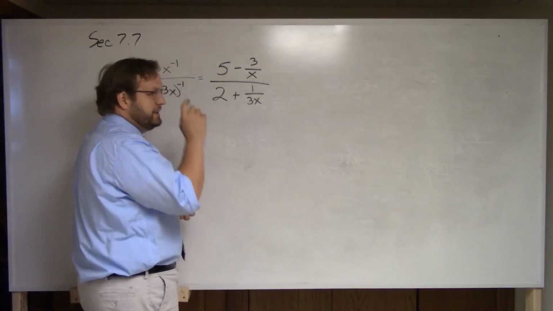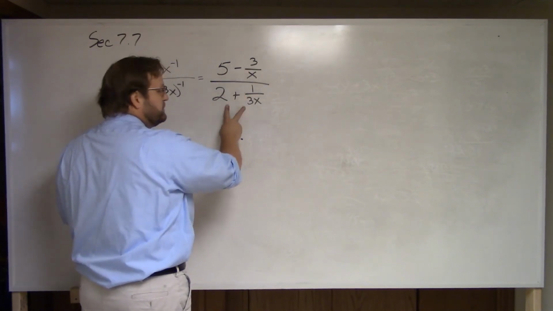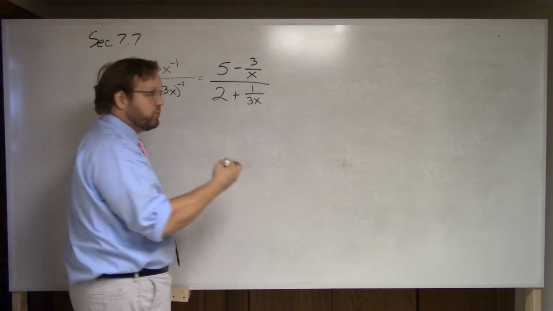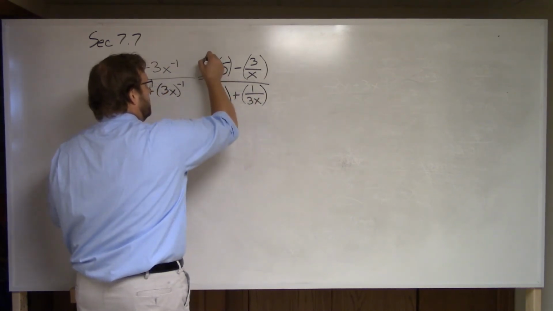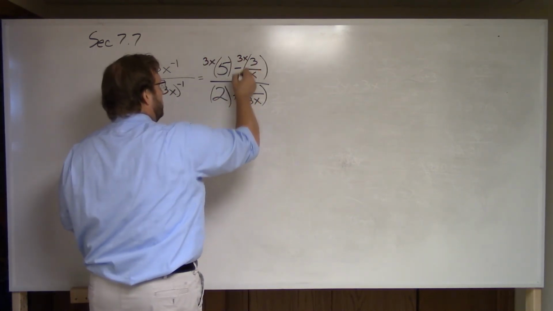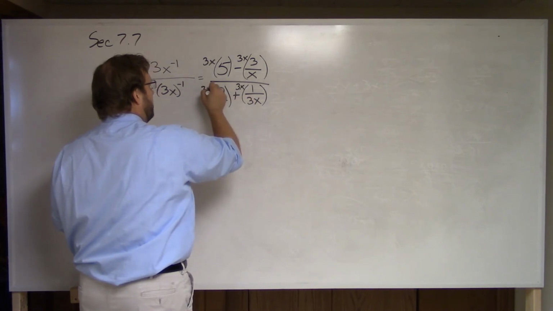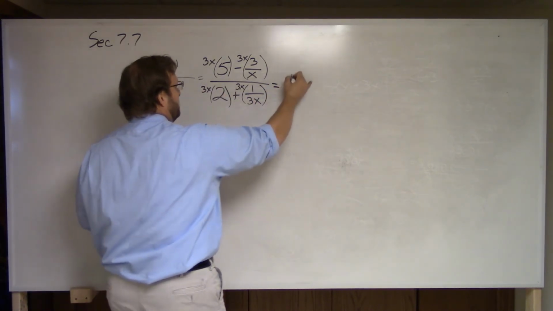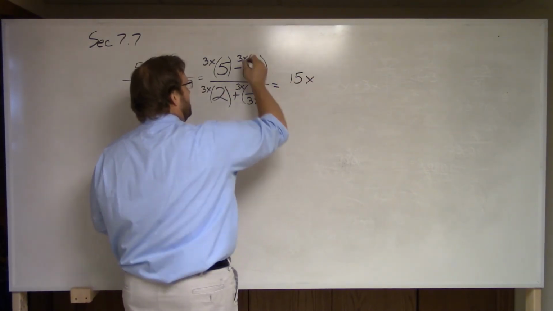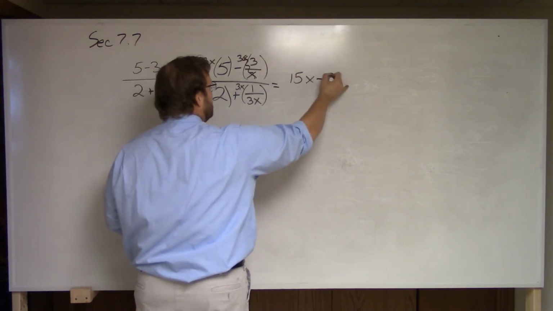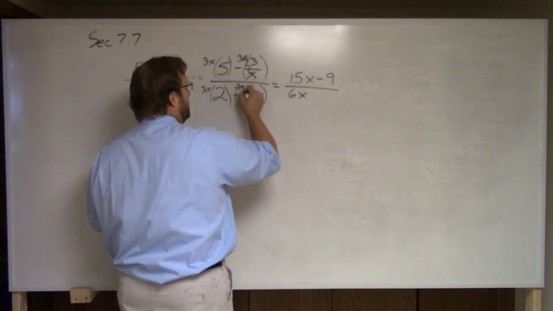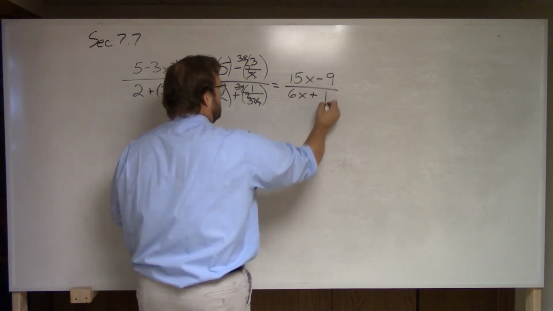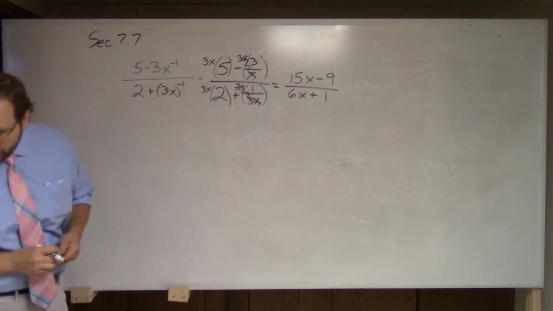Now remember, not multiply these by x, these by 3x. It has to be the same thing throughout. So all 4 of these terms need to multiply by 3x. So I have 15x. These x's cancel, so minus 9. I then get 6x, and all of this goes away, so I have a plus 1.